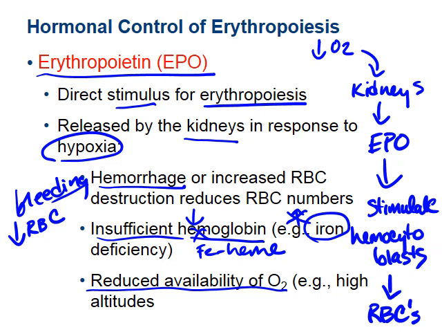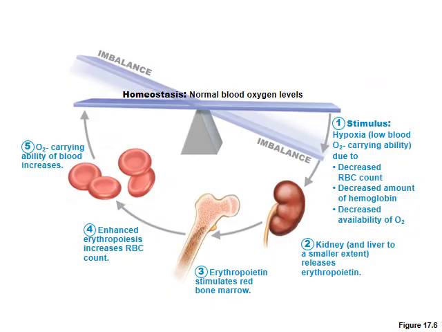Also, something that we'll talk a little bit about is what happens if your altitude changes. What happens if the amount of oxygen available in the air that you're breathing changes? Well, then obviously that might cause you to release EPO or erythropoietin, and it might cause you to make more red blood cells. Here's our nice homeostasis teeter-totter that we see all the time in the textbook.